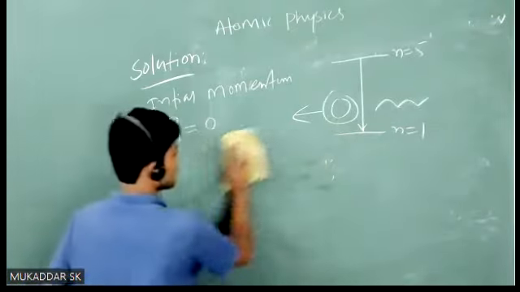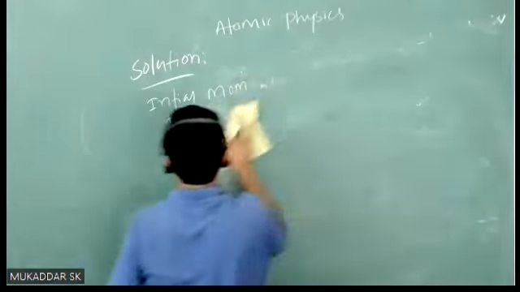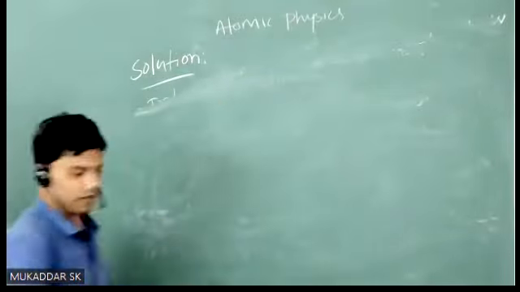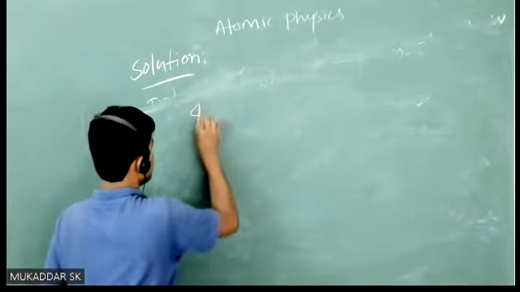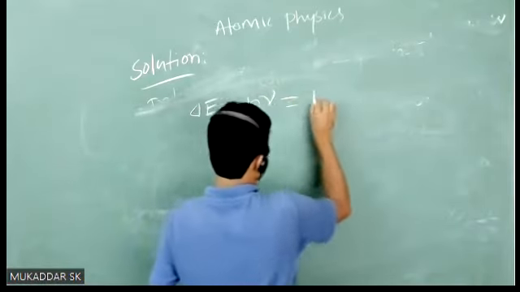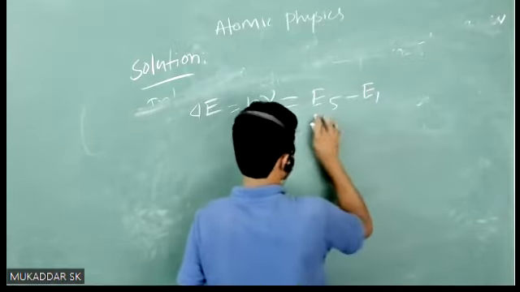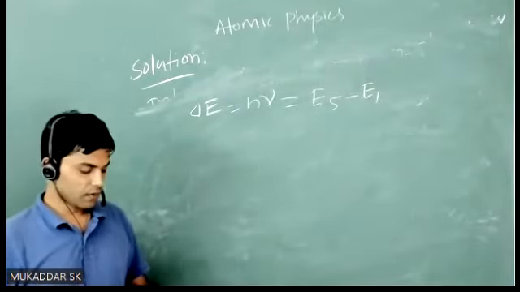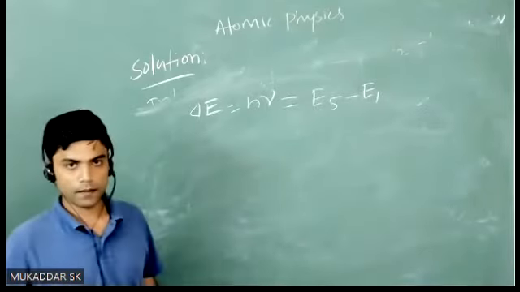Anyone in the class? Please respond so that I can proceed. So the energy will be how much? It's very easy. You just have to calculate this, right? The energy of the photon will be delta E, and that is nothing but h nu, and that will be the energy difference between the fifth state minus the ground state of the hydrogen atom, is it not? So this will be the energy of that emitted photon.